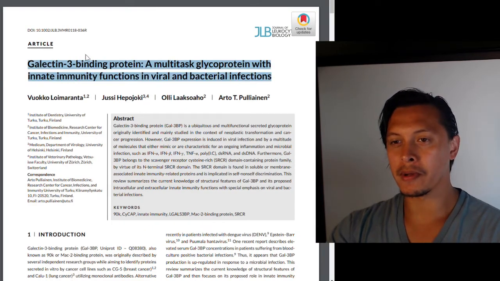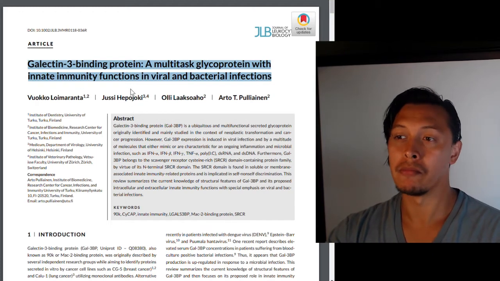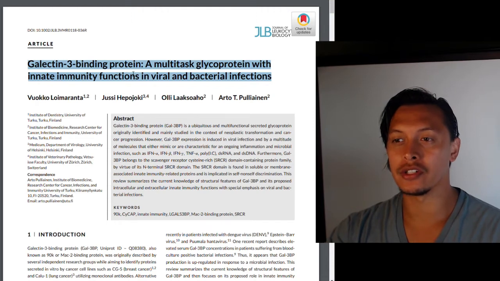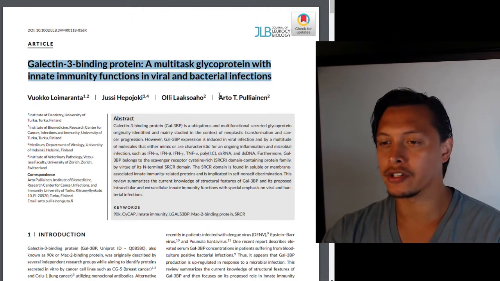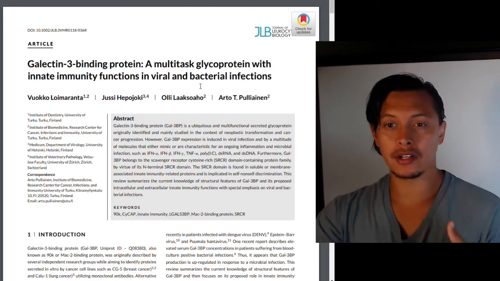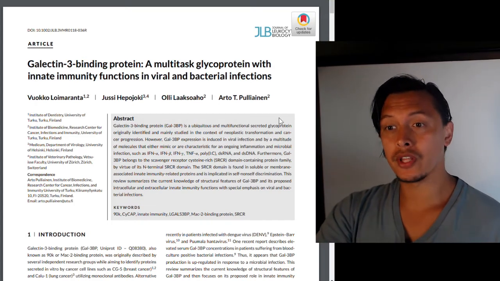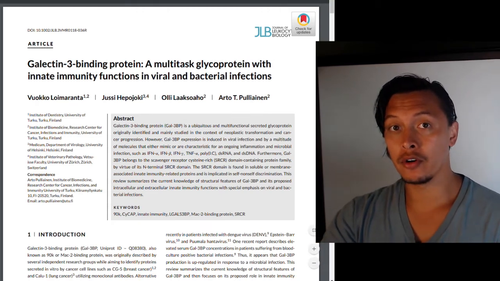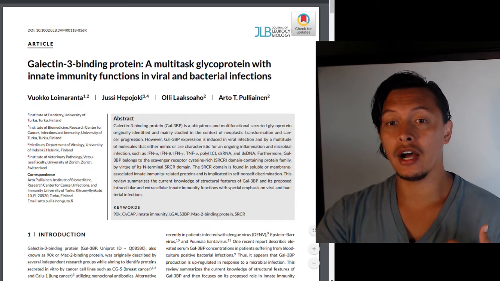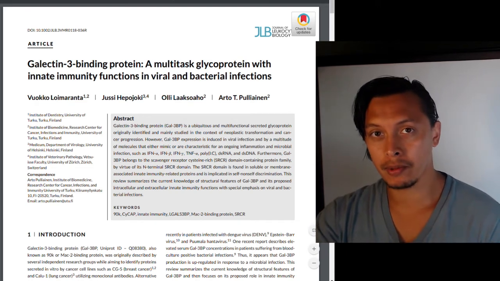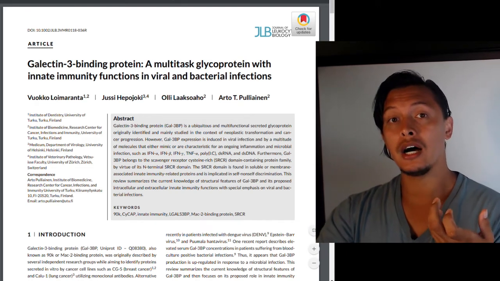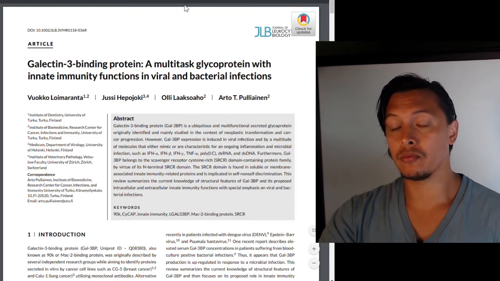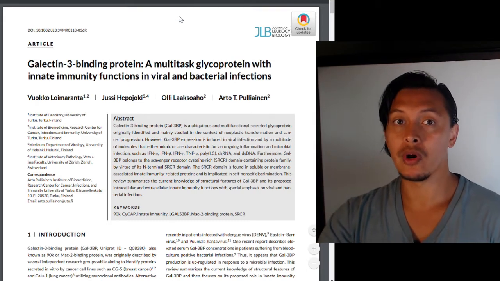Okay, so I want to go over this paper called Galectin-3 Binding Protein, which is a multitask glycoprotein with innate immunity functions in viral and bacterial infections. The reason why I want to go over this is because we do know that the galectin-3 binding protein is upregulated in those with COVID-19, and the more galectin-3 binding protein that is being produced will be a biomarker for more severe COVID-19 disease. So this is at least in the plasma of people who have COVID-19.